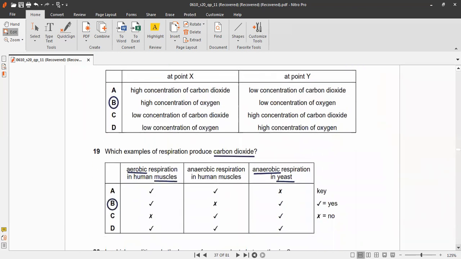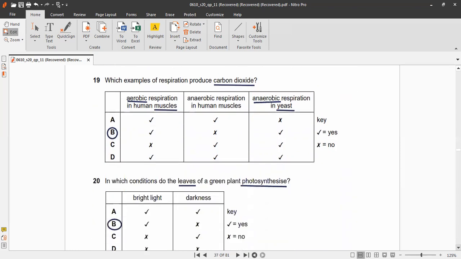Which examples of respiration produce carbon dioxide? Yes, aerobic respiration in human muscles produces carbon dioxide and water and energy. Anaerobic respiration in human muscles? No, lactic acid. Anaerobic respiration in yeast? Yes, carbon dioxide and alcohol. So the correct answer is B.